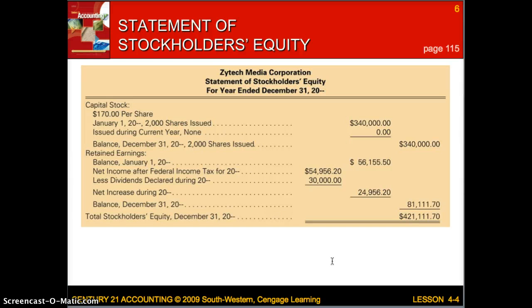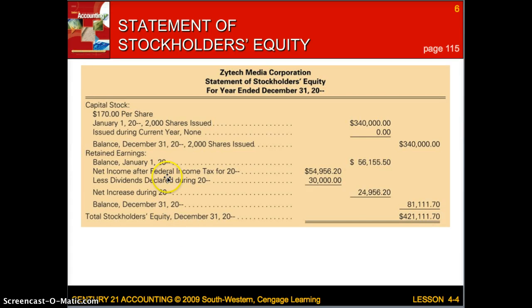Statement of stockholders' equity is our next responsibility statement we have. This is found on, let me find, page 115 of your book. A financial statement that shows changes in a corporation's ownership for a fiscal period is called your statement of stockholders' equity. Here we talk about what stock we are issuing. We have capital stock, and capital stock is the total shares of ownership in a corporation. We also have retained earnings, which is an amount earned by a corporation not yet distributed to stockholders.